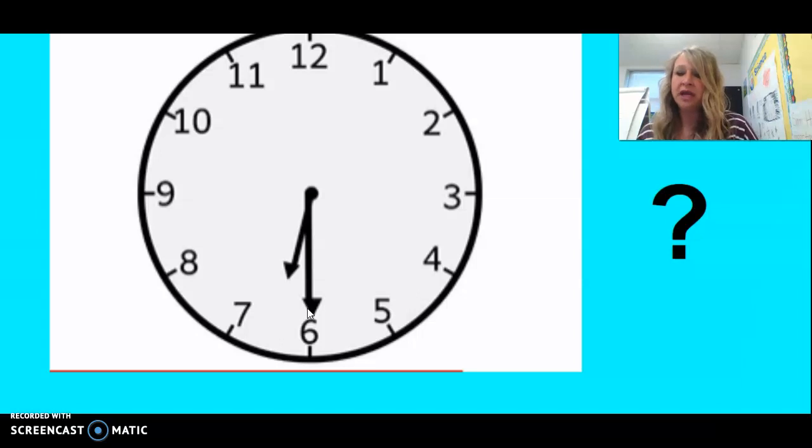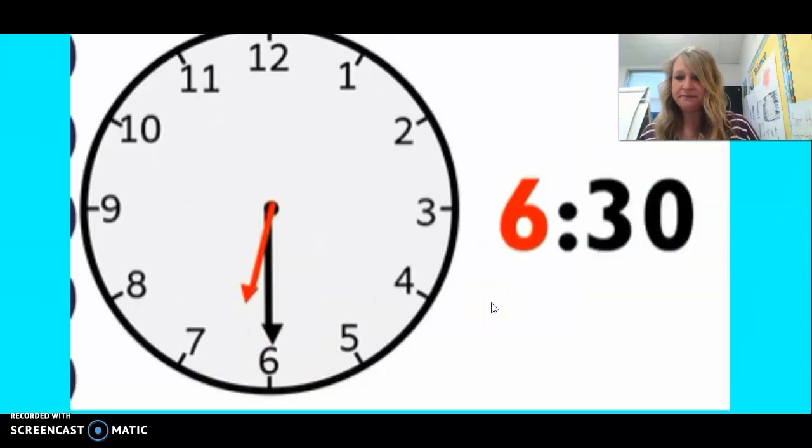What do we do when we count the minutes? We count by fives. Count with me. 5, 10, 15, 20, 25, 30. So the time is 6:30. Notice the hour hand is half past the 6, and the minute hand is halfway around the clock.